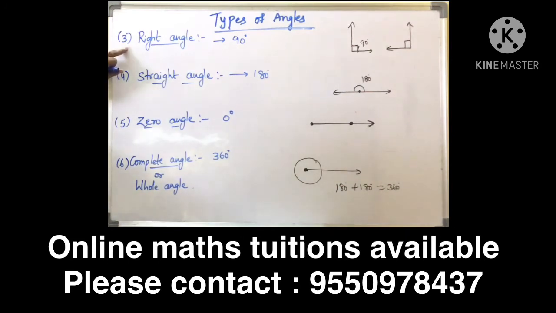So a right angle is nothing but an angle whose measure is 90 degrees. A straight angle is an angle whose measure is 180 degrees. A zero angle is an angle whose measure is 0 degrees. A complete angle or whole angle is an angle whose measure is 360 degrees.